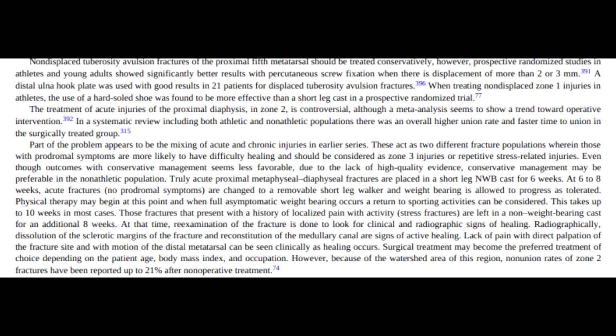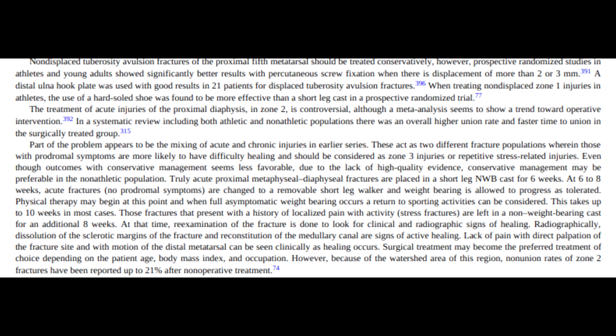For non-athletic patients with acute proximal metaphyseal diaphyseal fractures without prodromal symptoms, a non-operative regimen can be used. The standard is a short-leg, non-weight-bearing cast for 6 weeks. At 6 to 8 weeks, if the fracture was acute and there were no prior symptoms, we can move the patient into a removable short-leg walker, allow progressive weight-bearing, and start physical therapy. Most acute fractures treated this way heal within 9 to 10 weeks, and when the patient can walk and perform sports-specific activities without pain, return to sports can be considered.